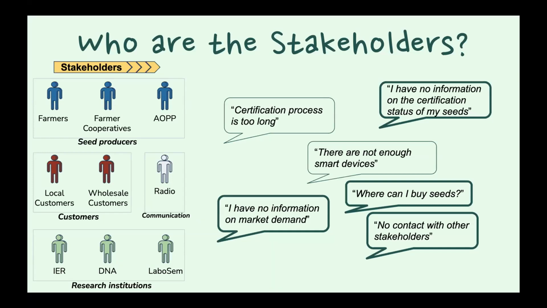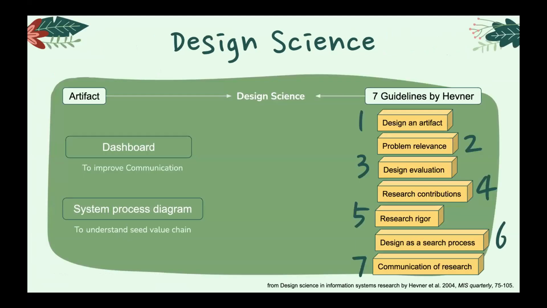So because you can see that there are more problems regarding communication, you can see the significant impact it can have on the seed value chain if we try to improve on the communication between these stakeholders, which is the goal. Well, how can we do that? So we want to, like I said in the beginning, create 2 artifacts. One, to enhance transparency so we can understand what's going on in the seed value chain and try to improve on that.